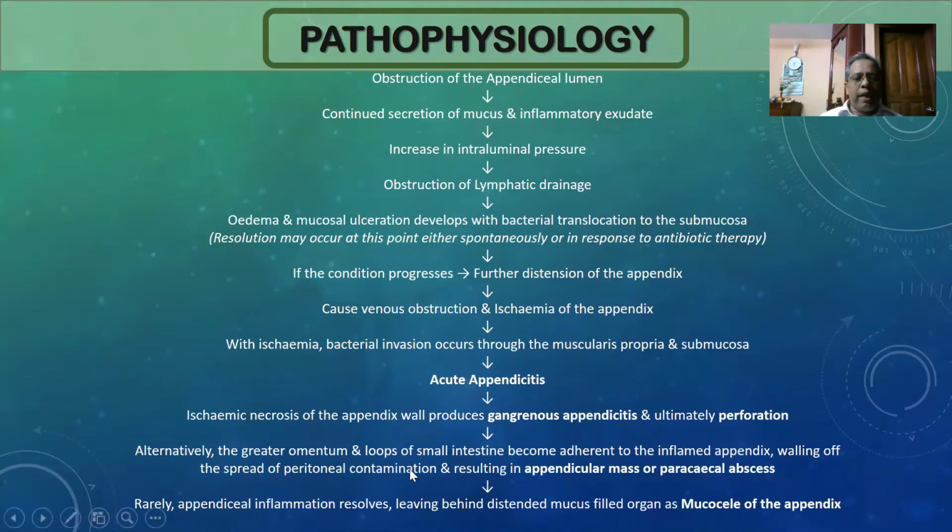Rarely, appendiceal infection resolves, leaving behind a distended, mucus-filled organ, which is presented as a mucocele of the appendix. So there are two terminologies: mucocele of the gallbladder and mucocele of the appendix. The mucocele of the appendix occurs in the appendix, and the mucocele of the gallbladder also develops in case of gallbladder disease. Always remember, because sometimes in the exam, whenever you say it is a mucocele of the gallbladder, then the question asks, tell me another mucocele, which organ is affected?